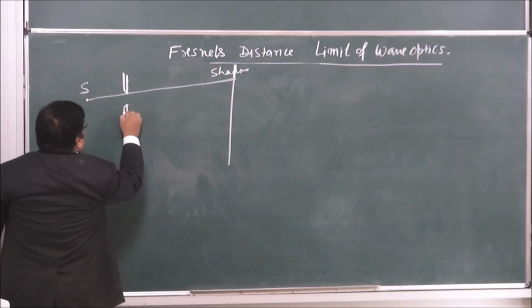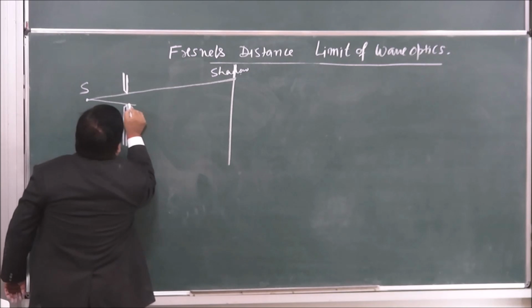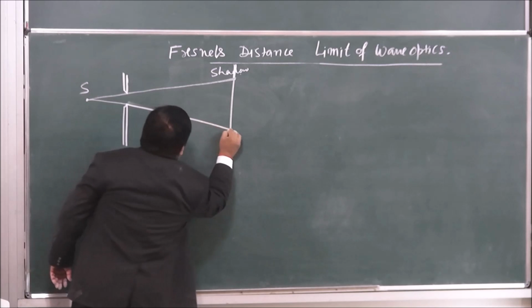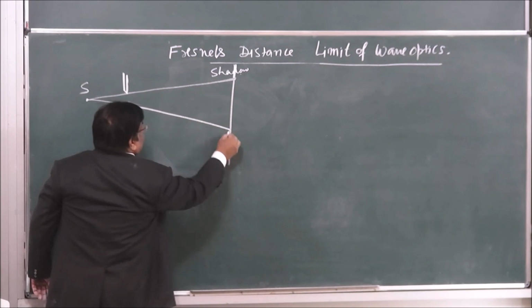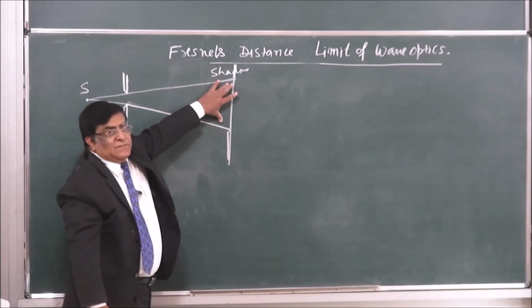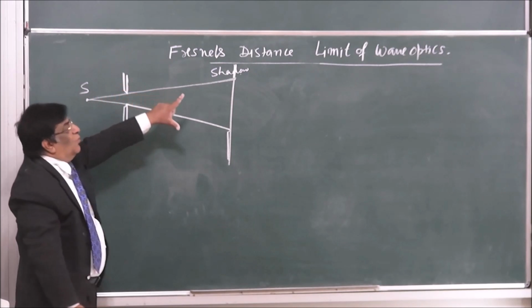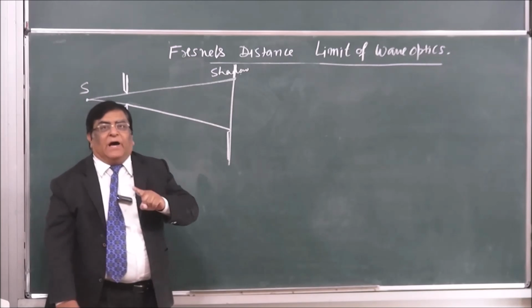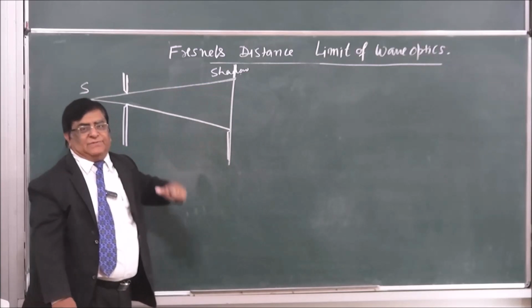Then here is the shadow of this, and this is the bright light I get, which is the image of this opening. Okay, which optics have I taken? Ray optics, because these are two rays.